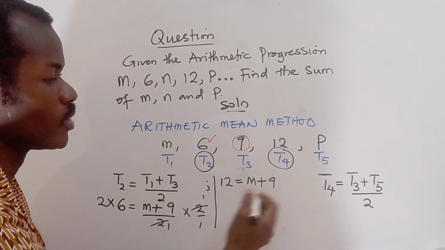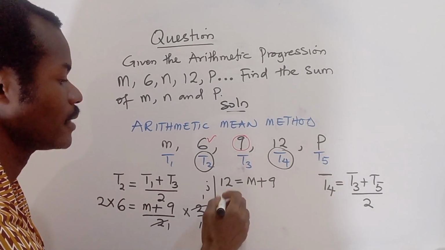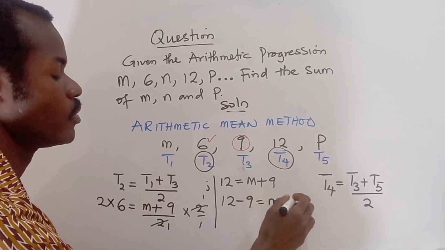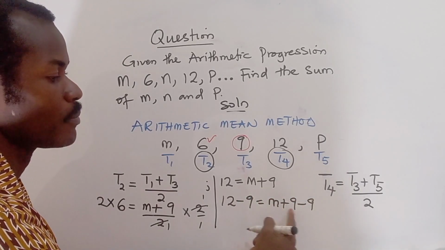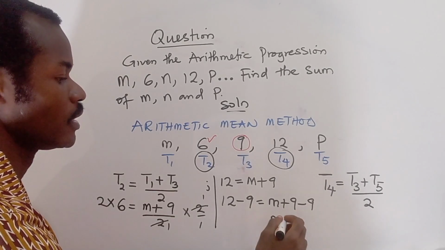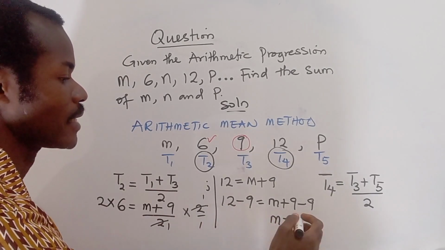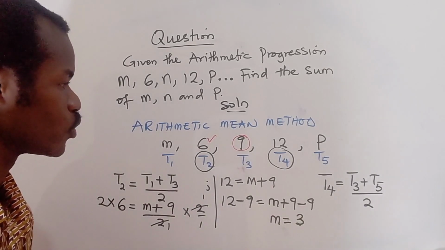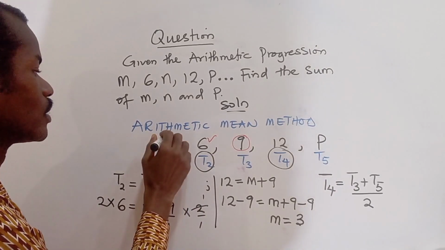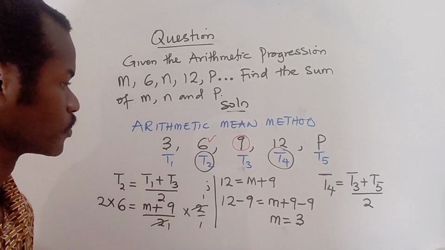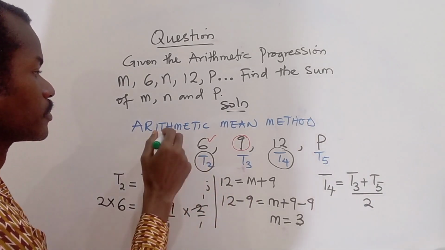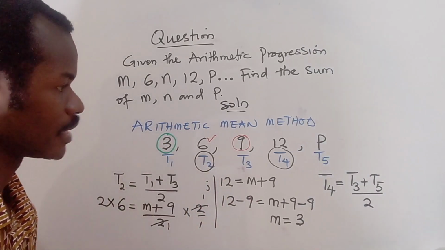Now from this, we can subtract 9 from both sides. So 12 minus 9 equals n plus 9 minus 9. Now 9 minus 9 is 0, so we have n plus 0, which is still n. Now 12 minus 9 is 3. So we've been able to get our value of n, which is 3. Let me circle that.